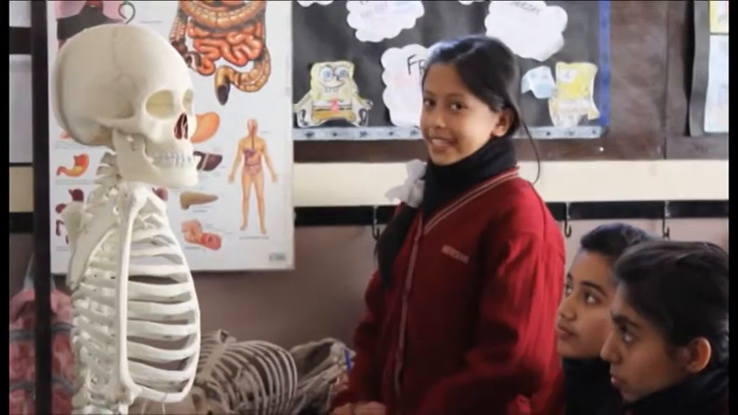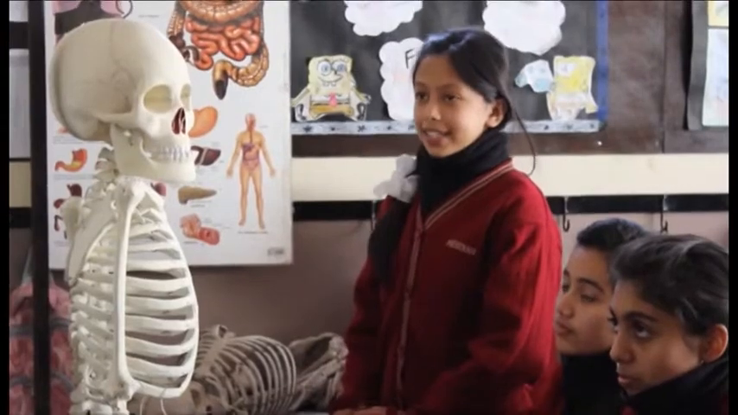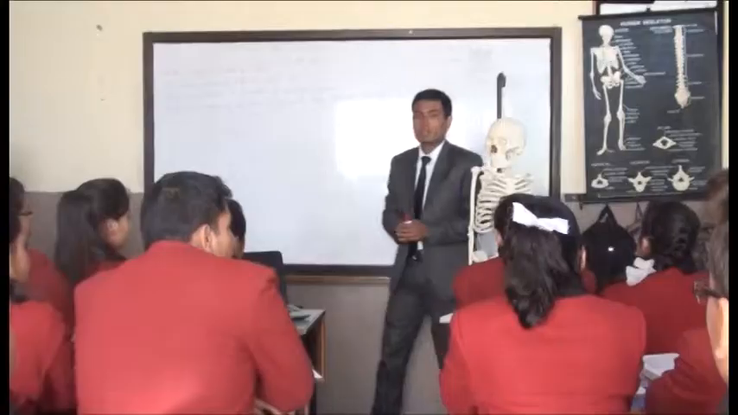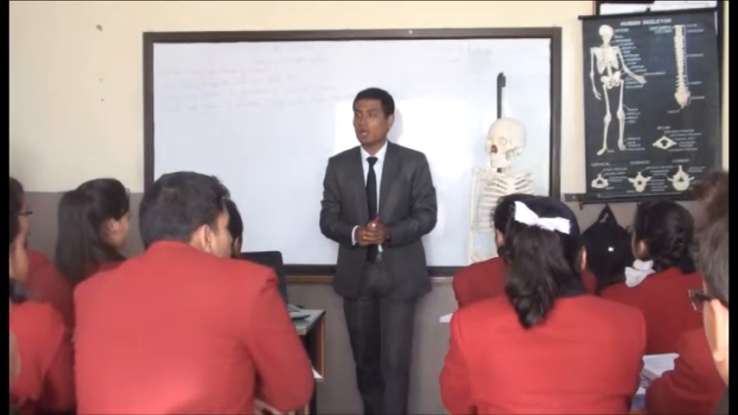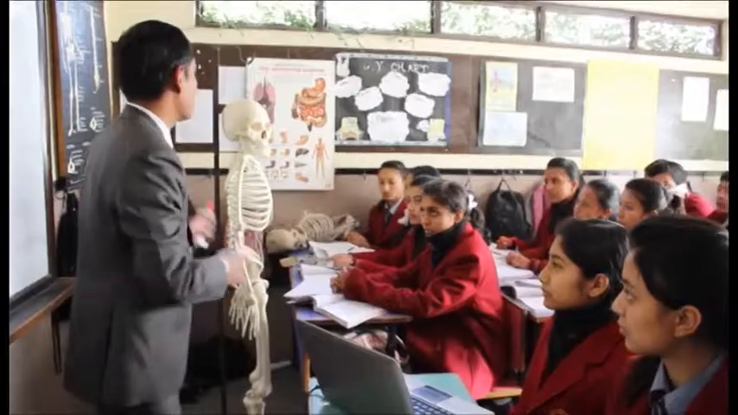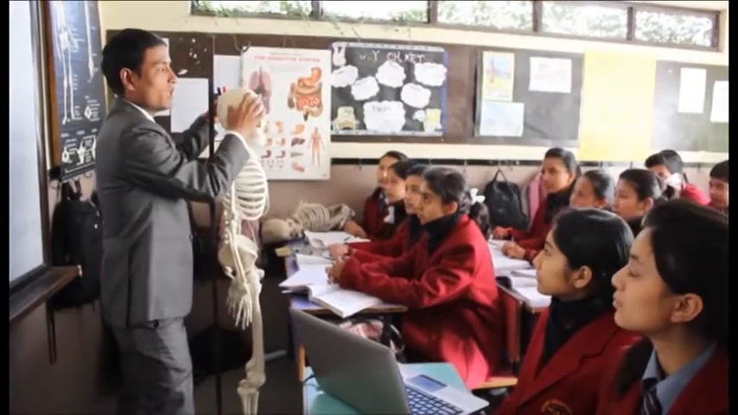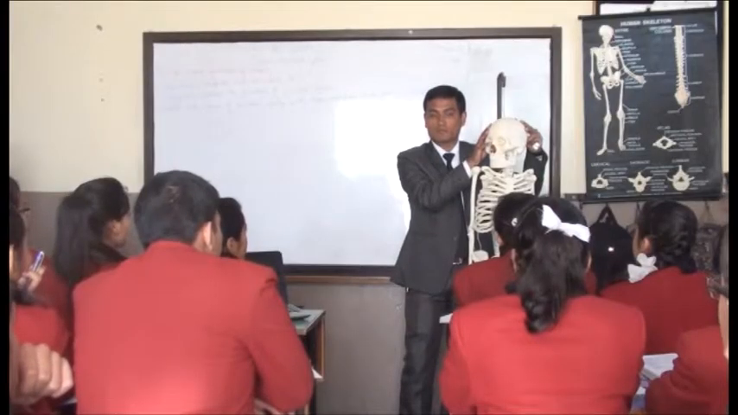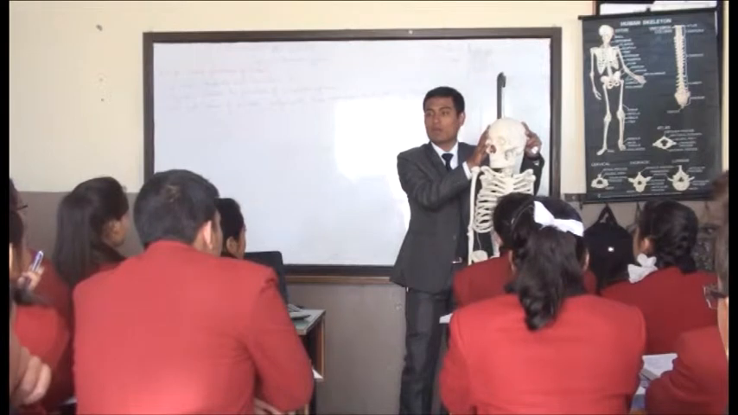Skeleton protects our delicate parts like heart, lungs, kidney, etc. Thank you very much. Please sit down. Our brain, our heart, our lungs, our kidneys, they all are protected by our bones. Can you check this part? The cranium, what does it protect? Yes, obviously it protects our brain.